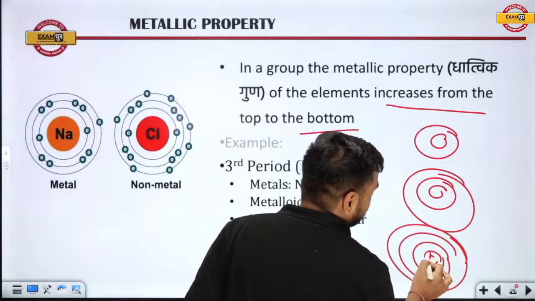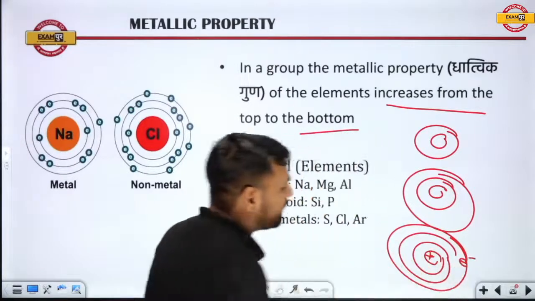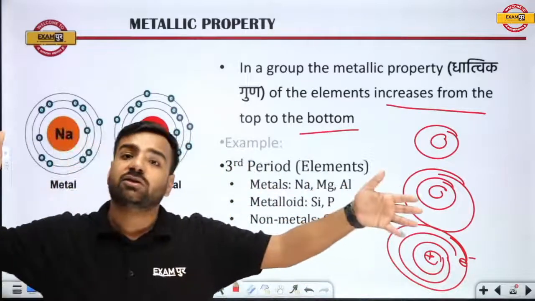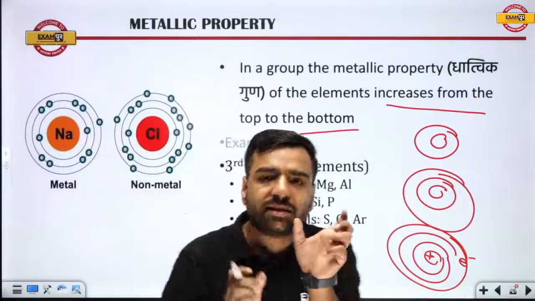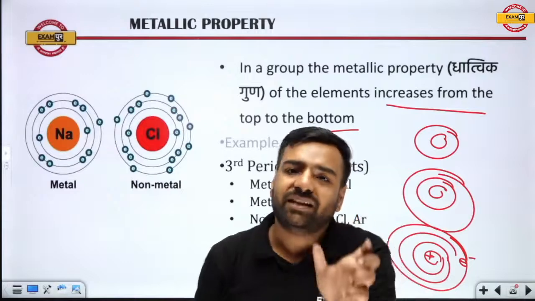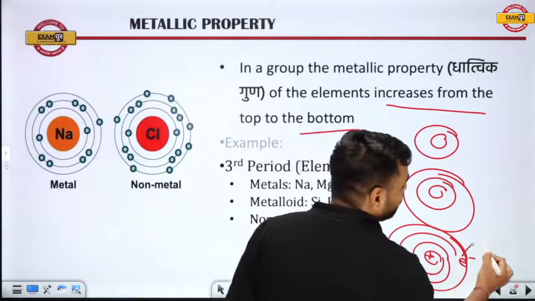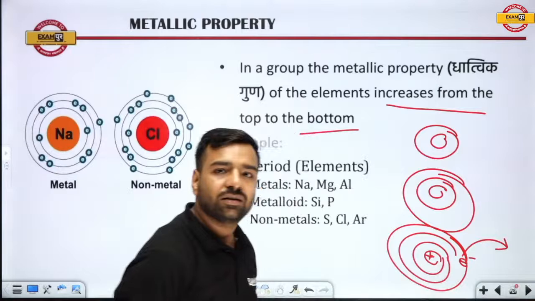If the number of shells is increasing, the distance between the electrons and the nucleus is also increasing. Now this means there is less force of attraction. When there is less force of attraction, these electrons can easily be taken out.